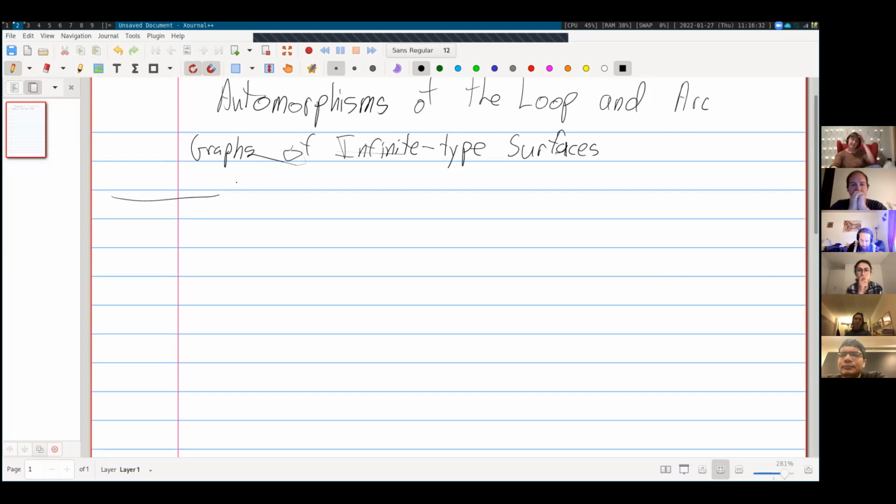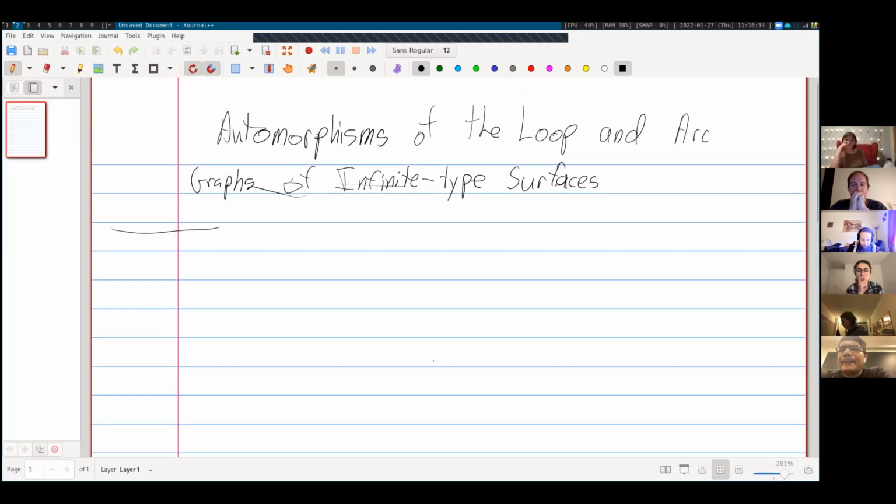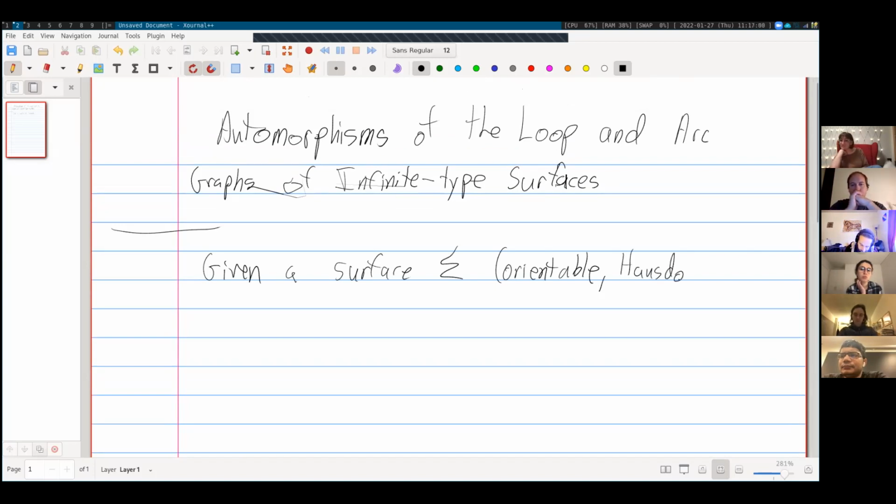So let's start with why I care about this subject. So if you have a surface, and for me a surface is, in case there's any pedantic people who like to come up with pathological counterexamples, my surfaces are orientable, Hausdorff, second countable.